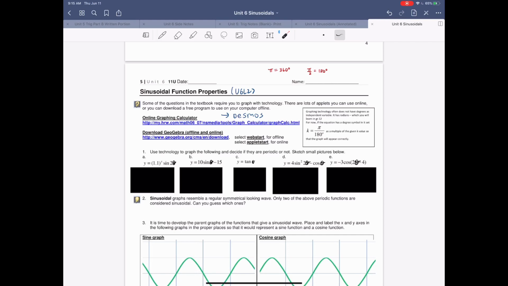However, in grade 11, when we introduce you to sinusoidal functions, we use degree mode because it's a little easier to look at angles as degrees, because that's what we're used to, right? As we've seen in the trigonometric function unit. So keep that in mind as we move forward.